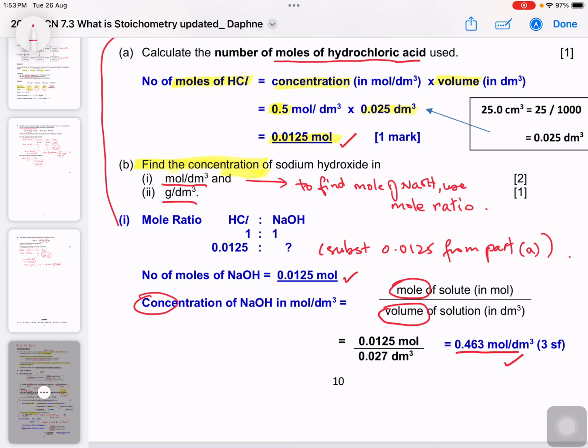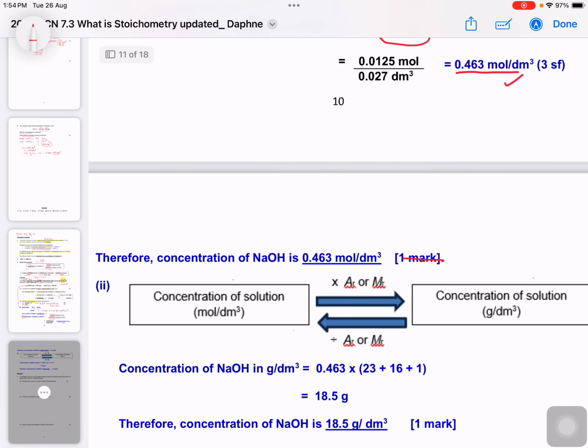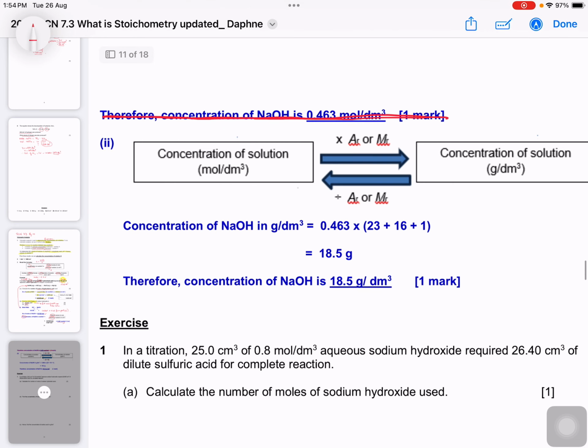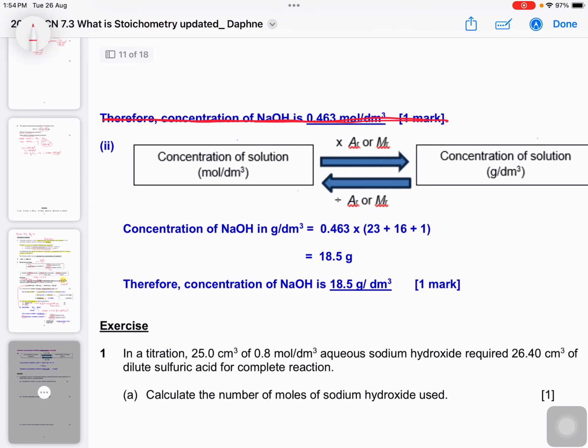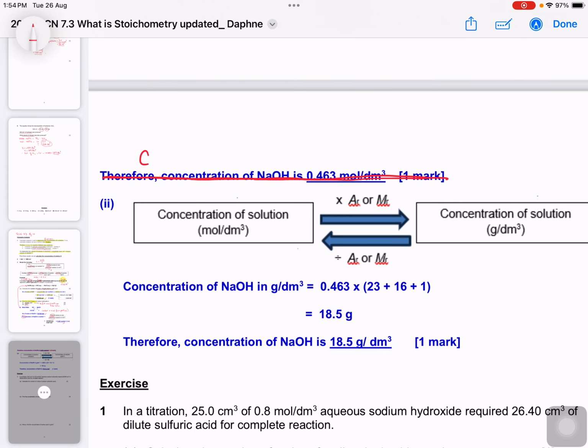That's only part 1. Now we also have B part 2, where we have to find the concentration in gram per dm cube. So now we have to convert this 0.463 mole per dm cube into gram per dm cube. So mole to gram. This one no need already. Alright, we already found the answer from the earlier part. So how do we convert from mole per dm cube to gram per dm cube? Let's write down. Convert 0.463 mole per dm cube to gram per dm cube.